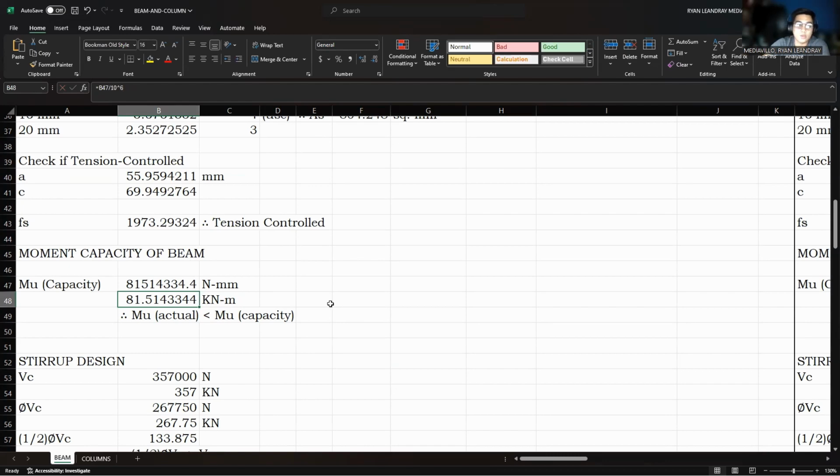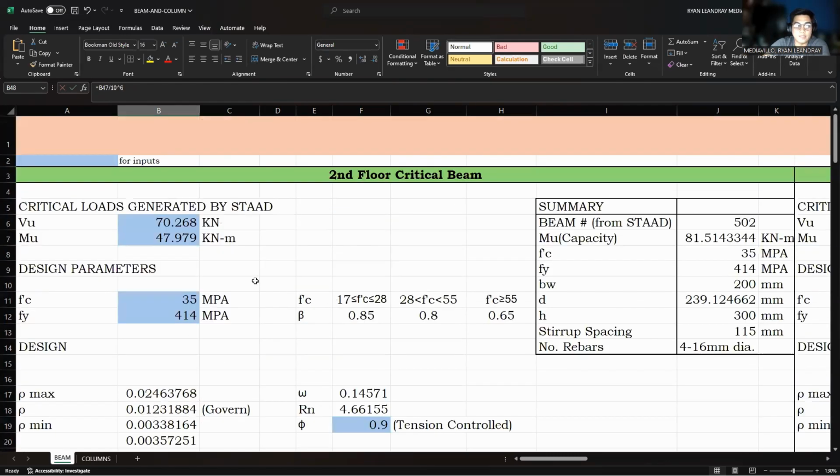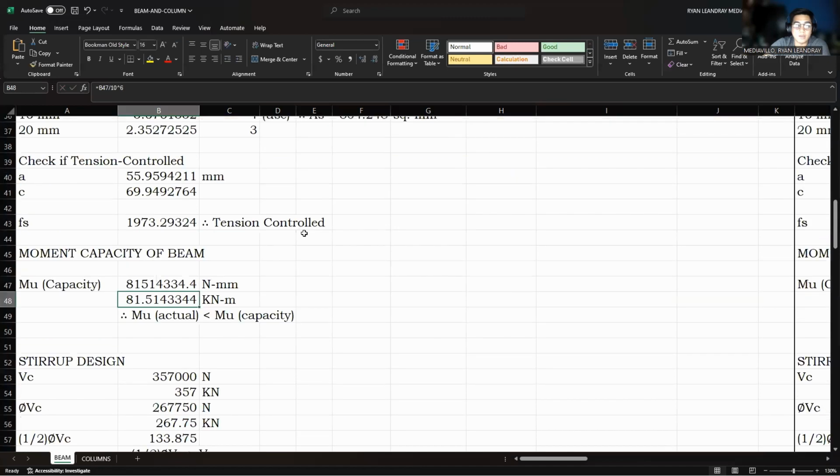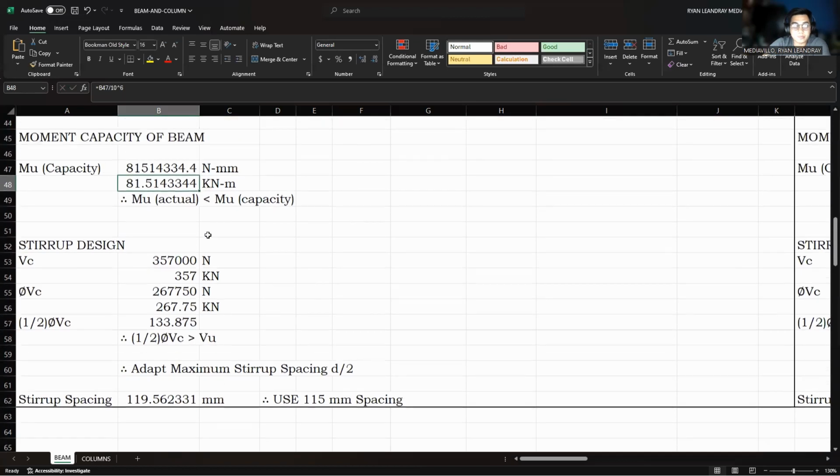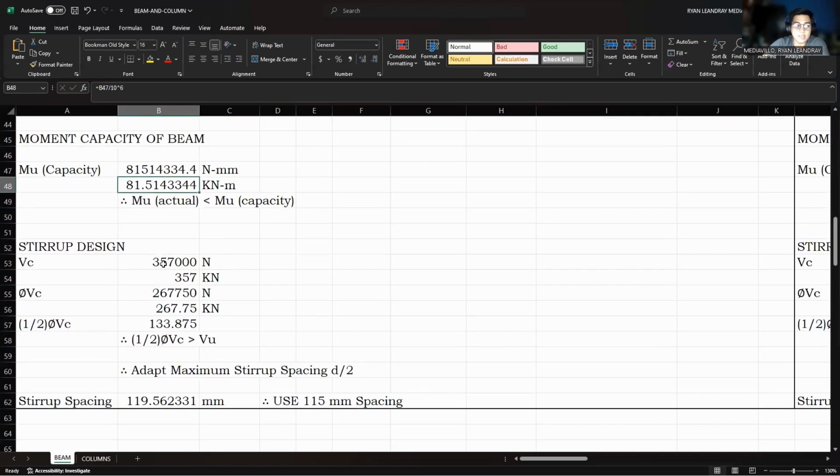81.514 kilonewton meter. And as for the moment that will be carried, it is 47.979 kilonewton meter. And that concludes that the section that the designer has used, within this Excel, it is safe. And next is for the stirrup design, which is using the Vc.